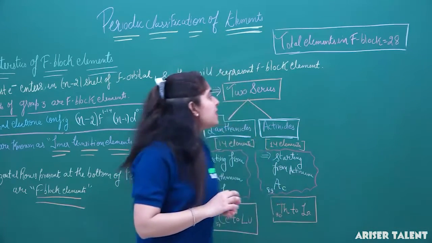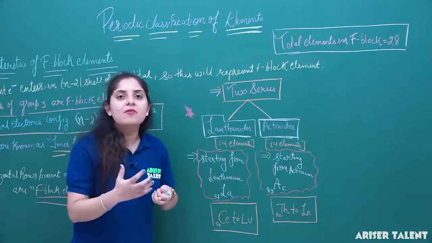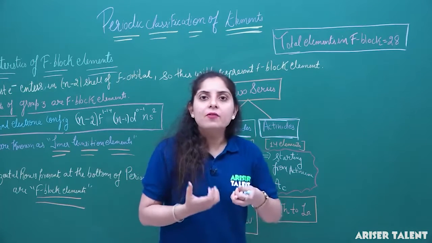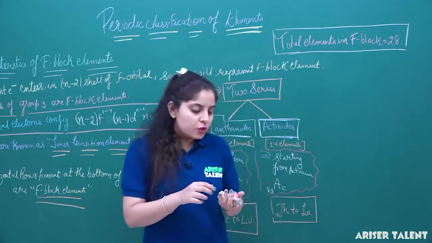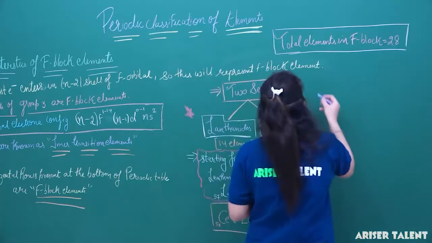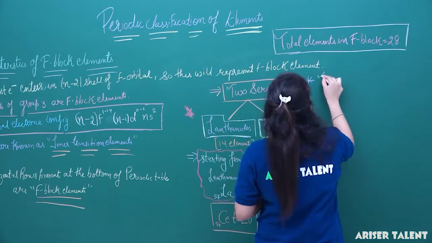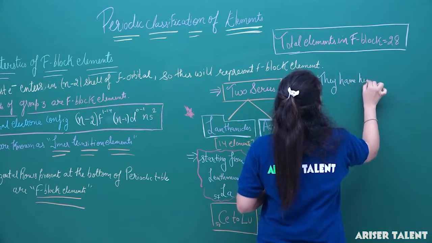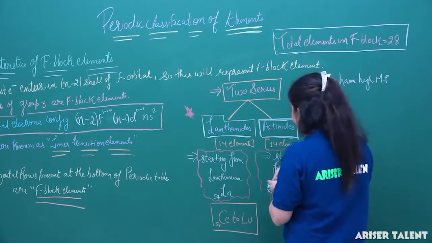The first characteristic is that the compounds of the F block elements have very high density and a very high melting point. They have variable oxidation states. They usually form colored compounds. So the general features are, they have a high melting point. The melting point of such compounds is very high.